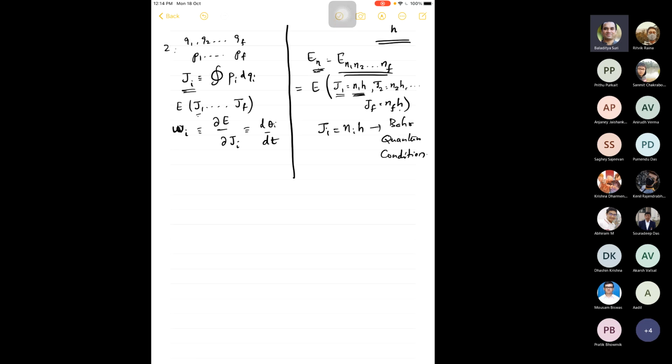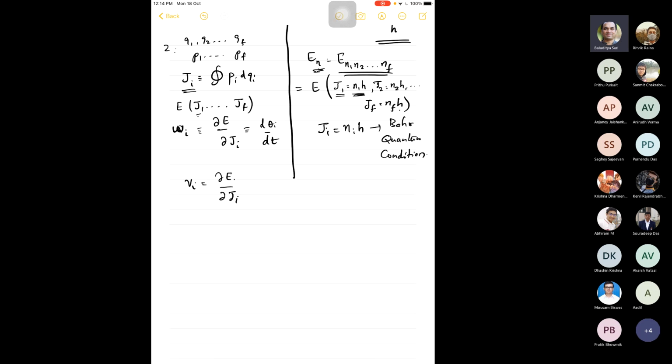Now consider, if you want to consider the frequency, I said omega i is delta E by delta Ji, right? This is the classical formula.